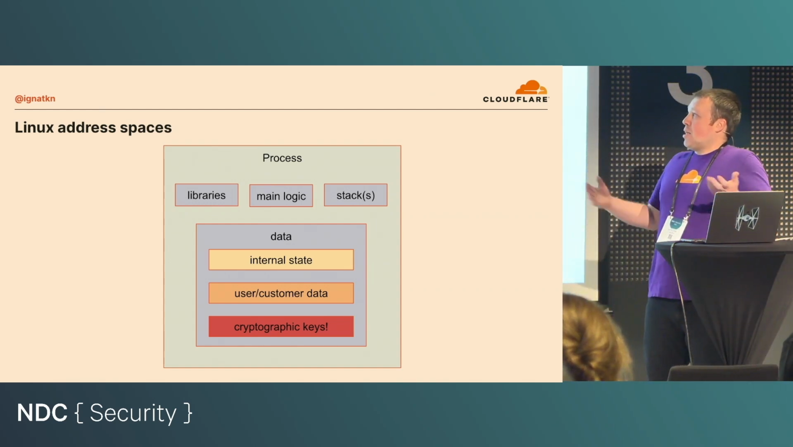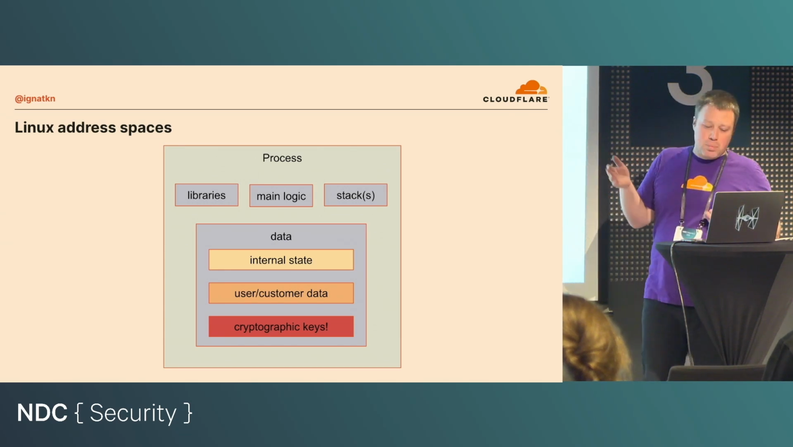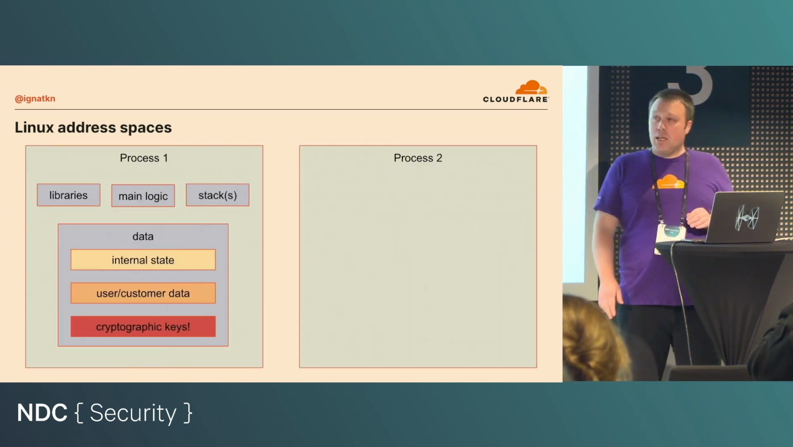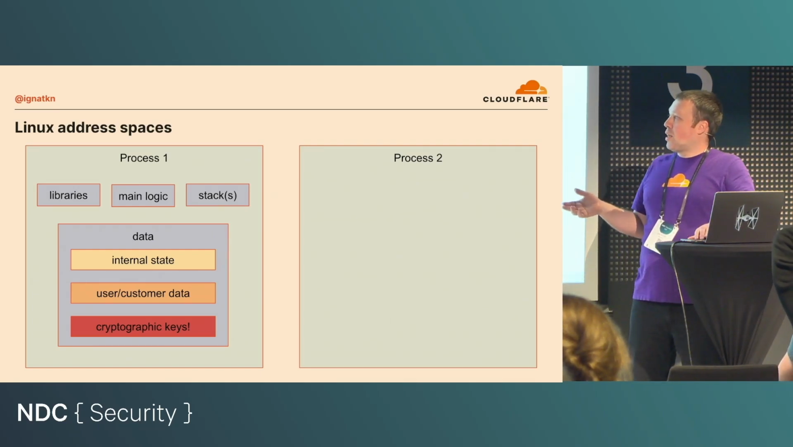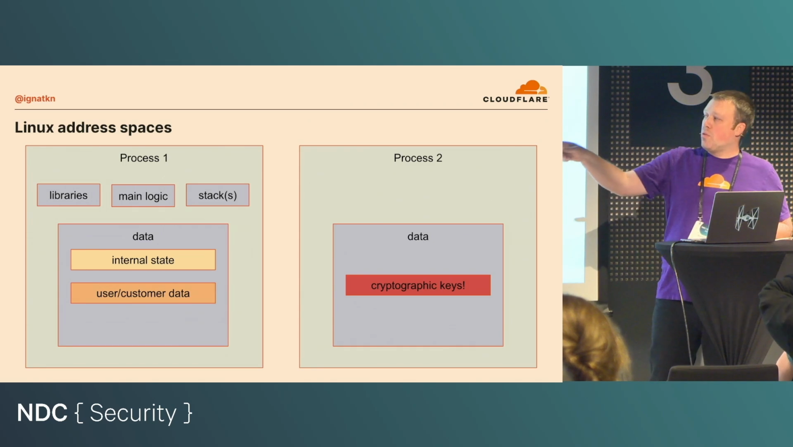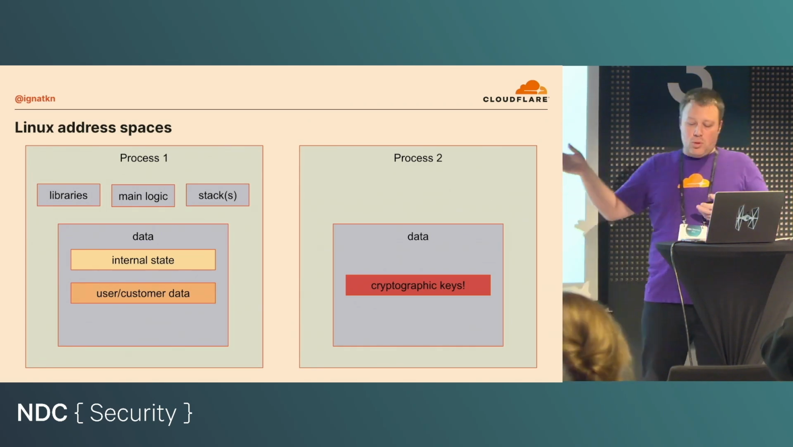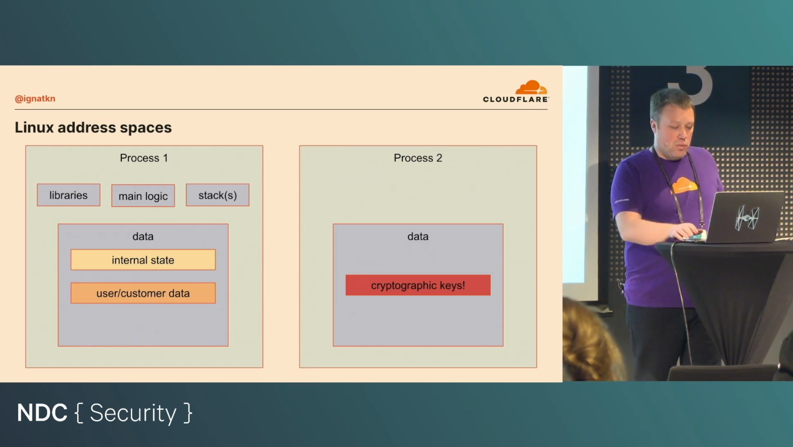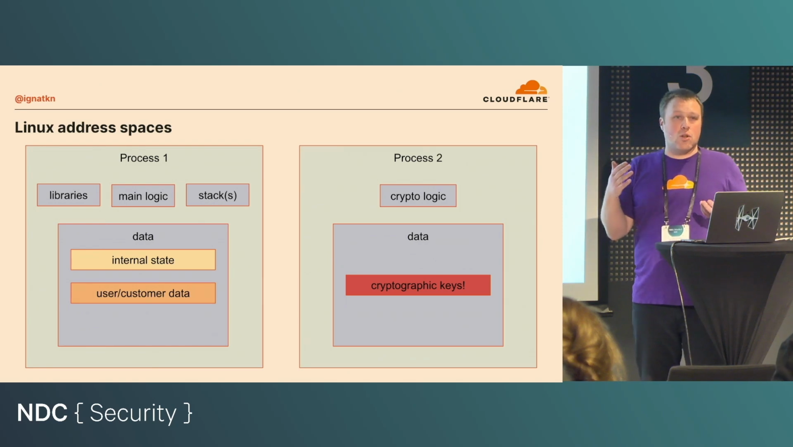So imagine we can redesign our software, right? So we have our main process. What if we spawn another process, right? And it will have its own data section, and we will move the cryptographic keys from our main process to another process with its data section, right? Then we would probably need to write some additional code, which we'll call a crypto logic.